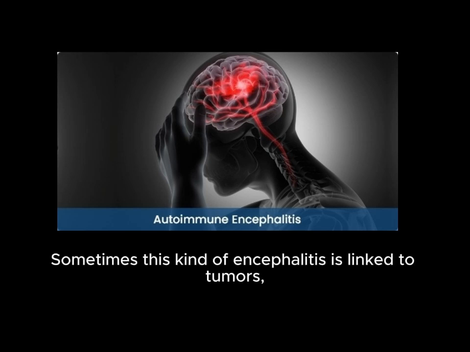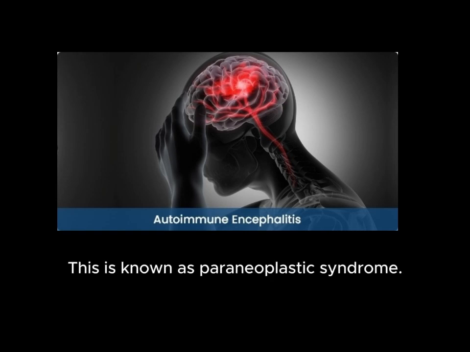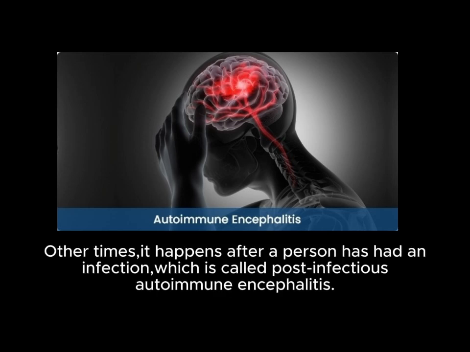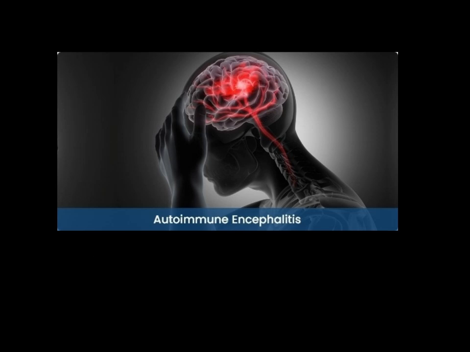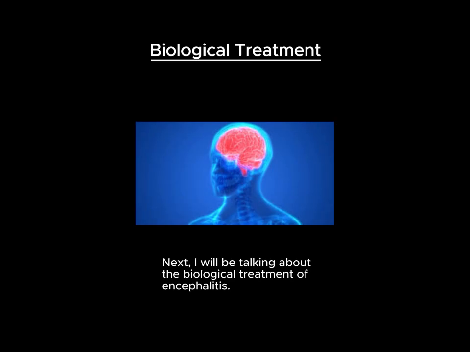Sometimes this kind of encephalitis is linked to tumor, which can be either cancerous or non-cancerous. This is known as paraneoplastic syndrome. Other times, it happens after a person has had an infection, which is called post-infectious autoimmune encephalitis. A condition like acute disseminated encephalomyelitis (ADEM) can occur after an infection and causes the immune system to attack the brain. Next, I will be talking about the biological treatment of encephalitis.